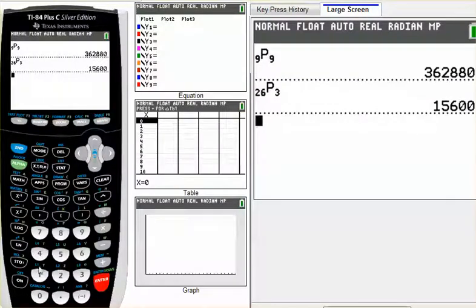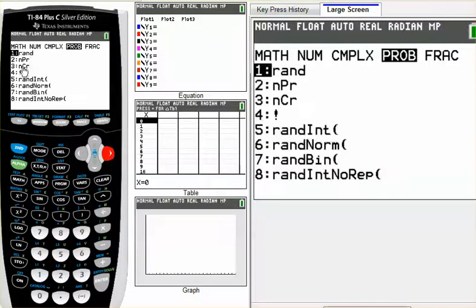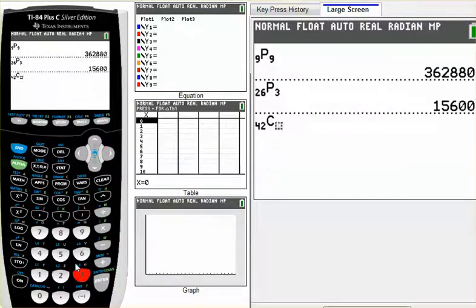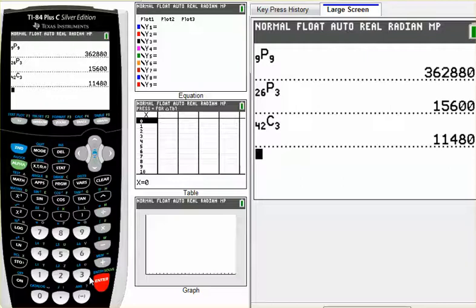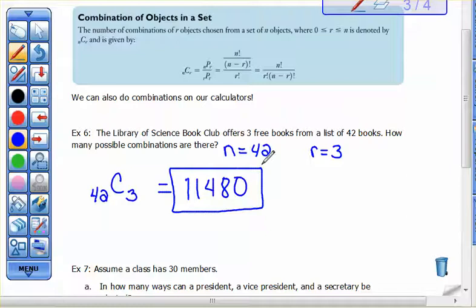We start off with our initial number 42 and then go to math, arrow over to probability. Do you see that the number 3 choice here has NCR? I'm going to choose number 3, and then it looks like NCR on my screen, so I type in 3 and hit enter, and I get 11,480. So that would be 11,480 different combinations of 3 books out of 42 that we could have.